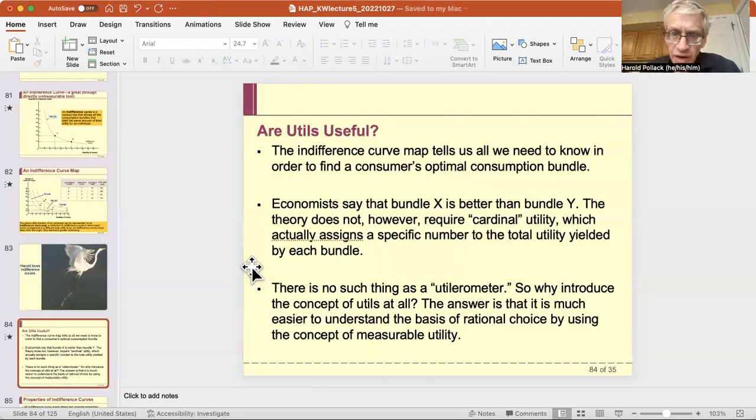So utils are a mathematical artifice. They're very, very helpful for us to understand necessities and luxuries, substitutes, complements in a conceptual way. They're very difficult to directly measure. Maybe if we had electrodes in people's brains or something, we could do that, but fortunately we don't.